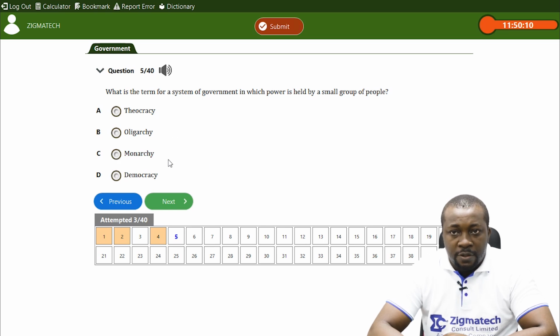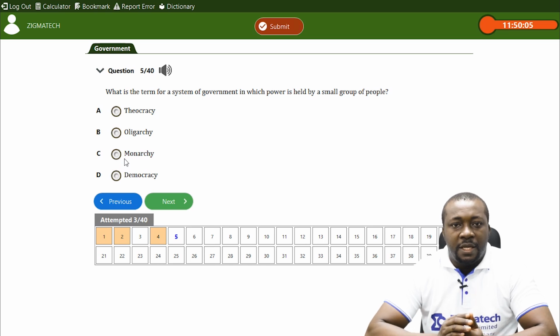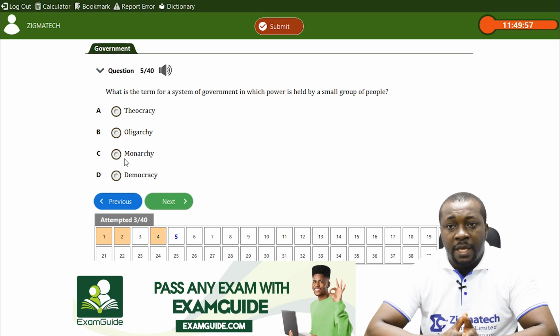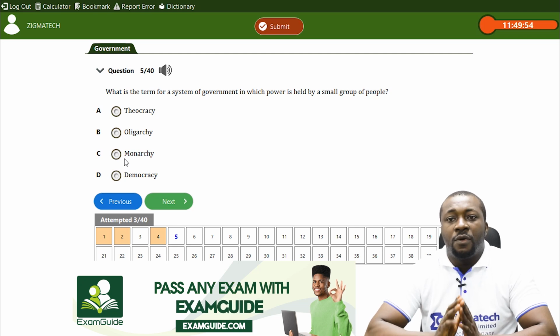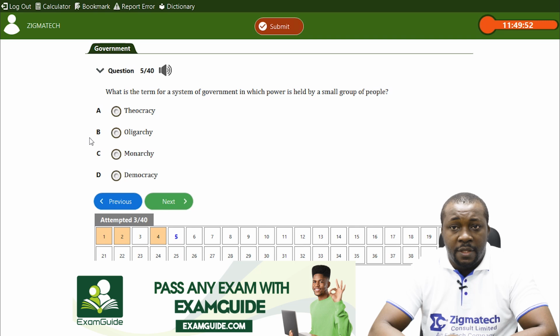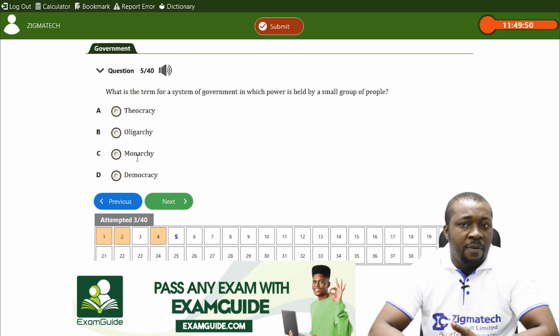Option C, let's look at option C, monarchy. Monarchy is a form of government that is headed by a king or a queen or an emperor, in which the ascendance to the throne is through heredity. So you're still seeing one person. So both theocracy and monarchy, we are talking about one person.